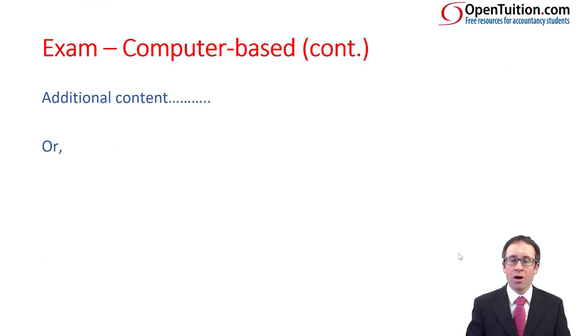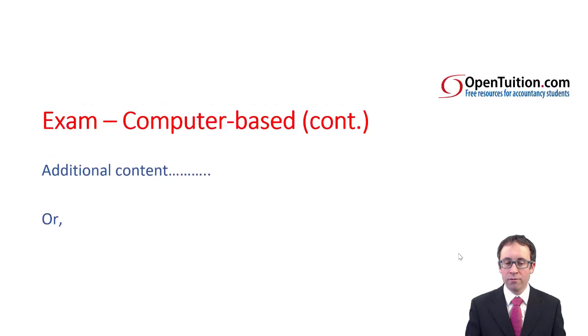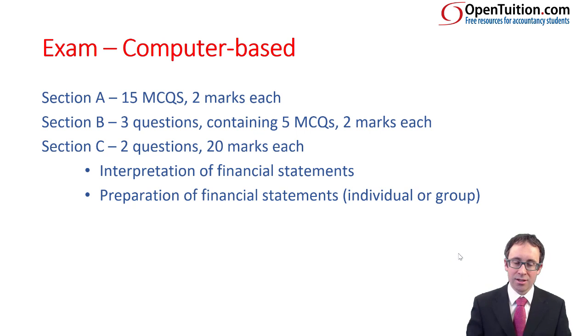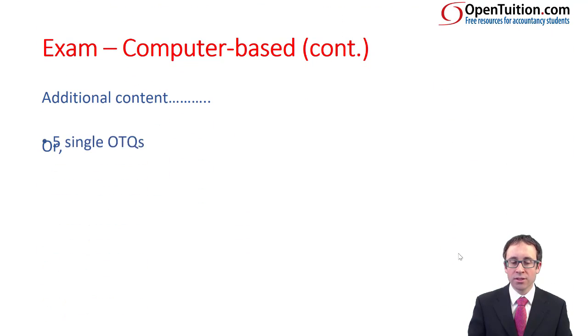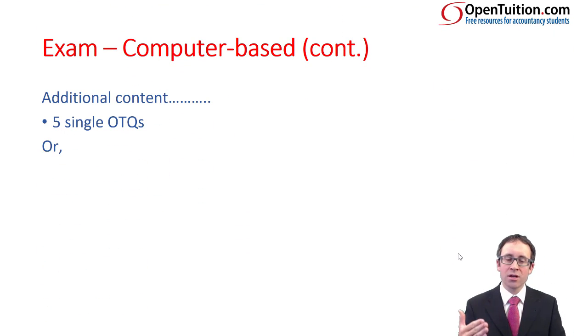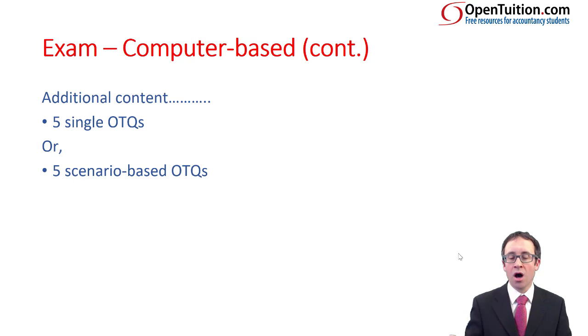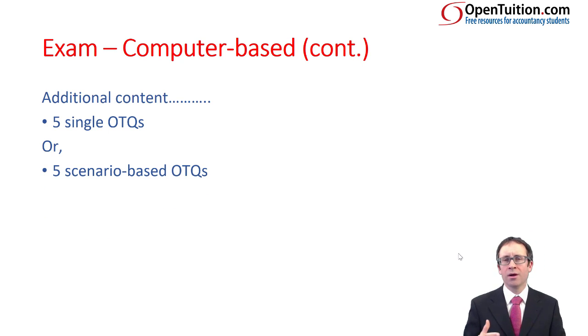However, just be careful on the computer-based assessment, there is just some additional content. So on top of the 15 MCQs in section A, and the 3 questions with 5 multiple choice questions within each in section B, there is additional content. So you will either get 5 single separate objective test questions, or multiple choice questions to you and I, or there will be 5 scenario based objective test questions, like what you see on section B. Okay, it'll be one or the other.